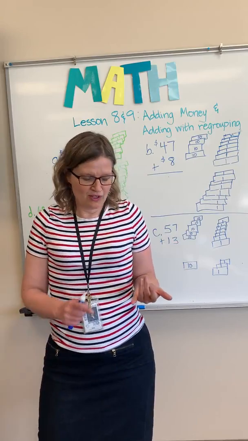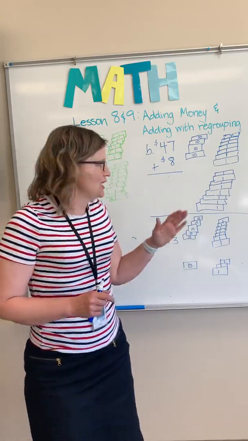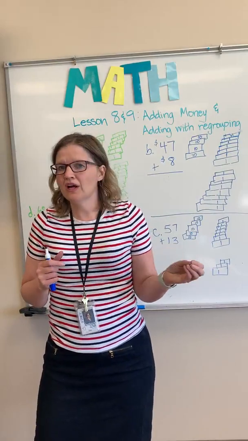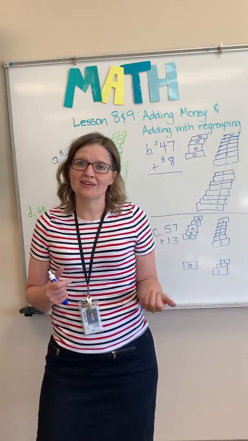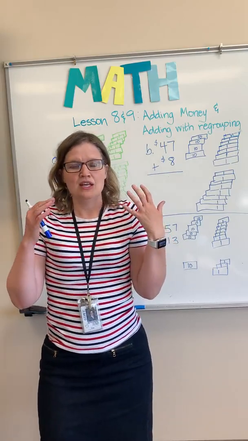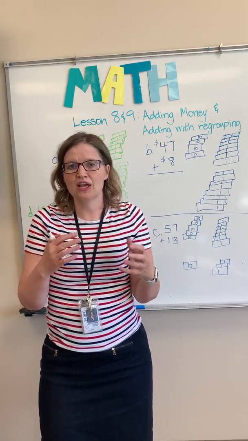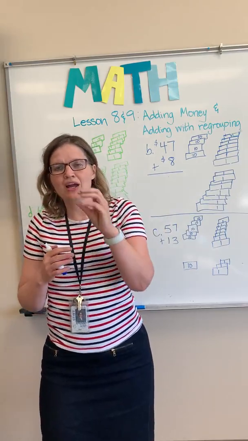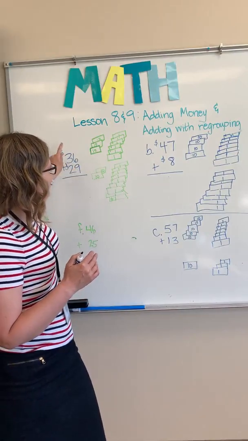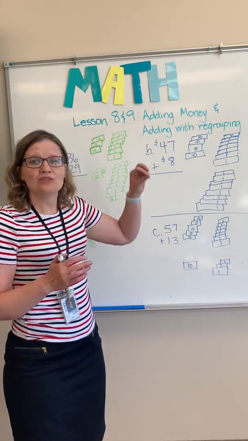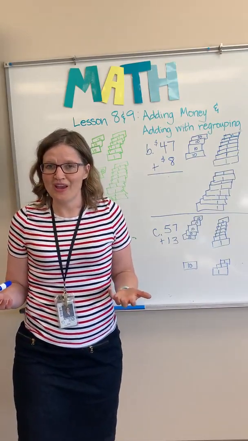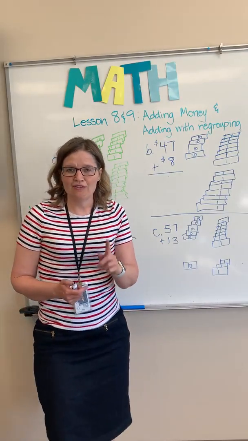Now let's review: when we have more than 9 in any place value, we've got to regroup it to the next place value up. So if we have 9 tens and we get another 10, we've got to regroup up higher into the hundreds. If we have 10 ones, then we move all those 10 ones over to the tens section and we regroup that way. Let's try a few together.